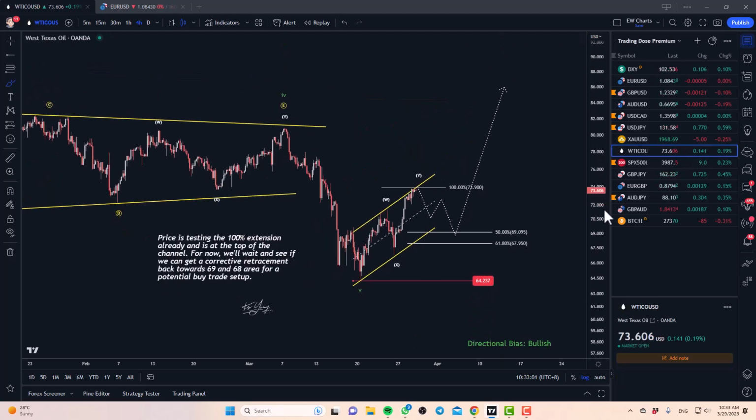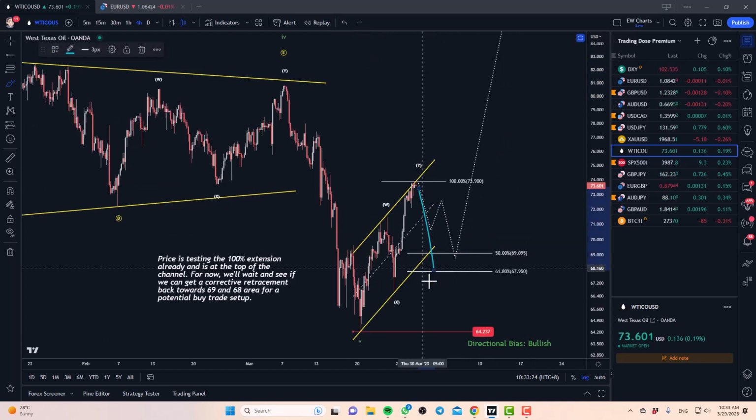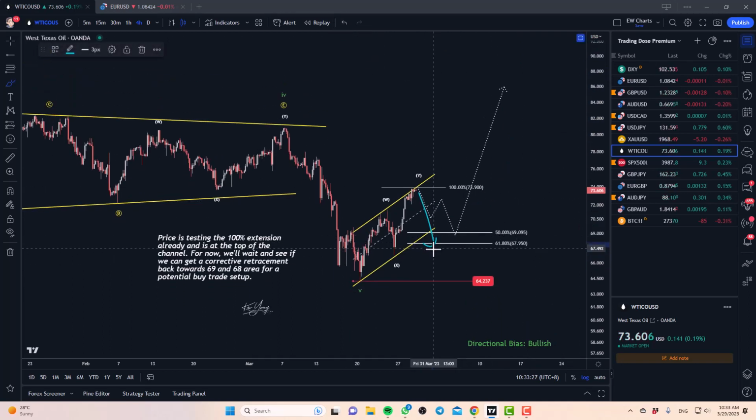Crude oil, testing the 100% Fibs, so we have this 3-wave structure here, and the market is testing the top of the channel as well. So primarily right now we're expecting a deeper correction, maybe back towards 50 and 618. If we can get a corrective move back down, then we can look for more upside over here on crude oil. Now if this comes down pretty fast, then what can happen over here is this may continue to come back down and retest the bottom.